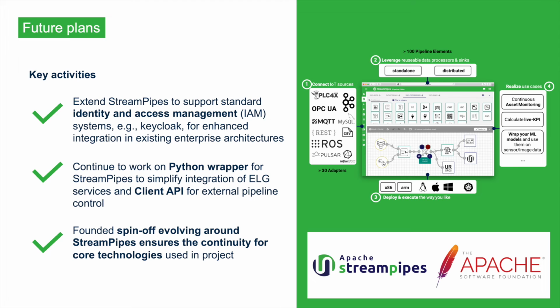In addition, the work on the StreamPipes Python wrapper to simplify the development of new pipeline elements and especially the integration of ELG services is continued. Similarly, the work on the client API for external pipeline control from code is planned to be pursued. Lastly, the founded spin-off evolving around StreamPipes will further ensure the continuity for the development of core technologies used in the project.